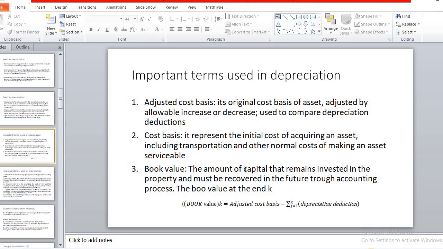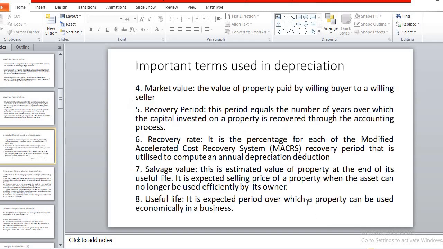Book value is nothing but the adjusted cost basis minus the depreciation amount for a particular number of years. Suppose at 10 years, what will be the book value of that property, or what amount of capital remains invested in that property? It is the adjusted cost basis minus the deduction for the particular years.